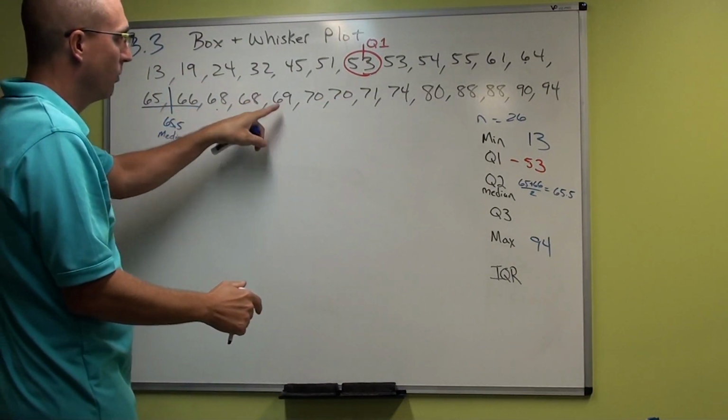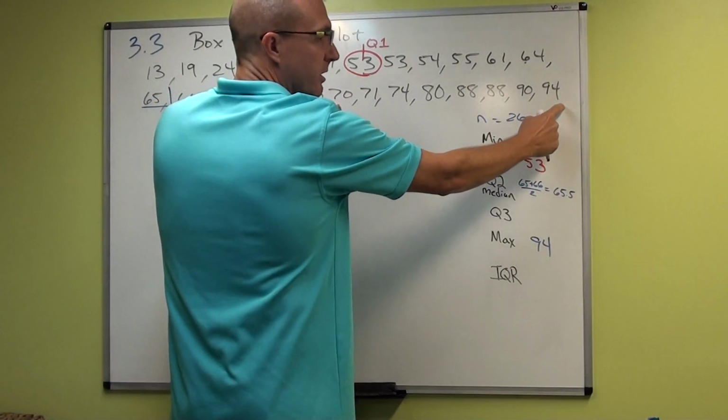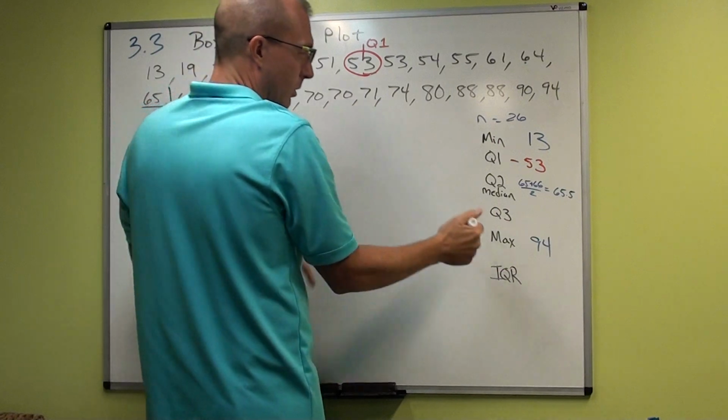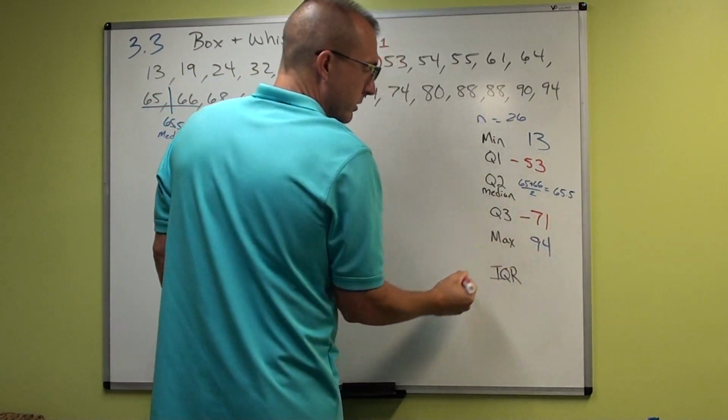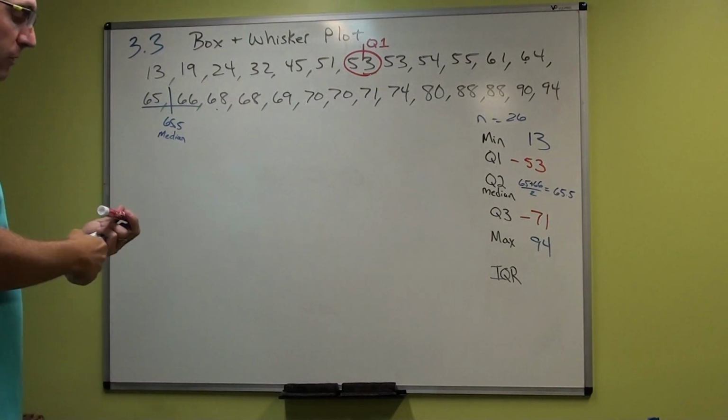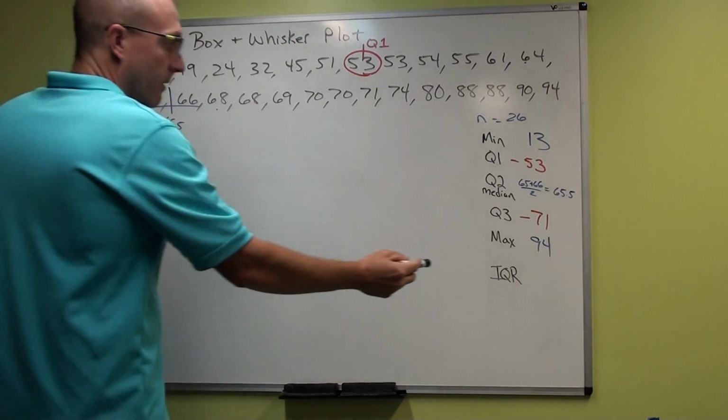1, 2, 3, 4, 5, 6. Start at the end. 1, 2, 3, 4, 5, 6. 71. So it's nice we didn't have to do any calculations for that part. Now we do, right? Now we have to do a little more work. Alright.